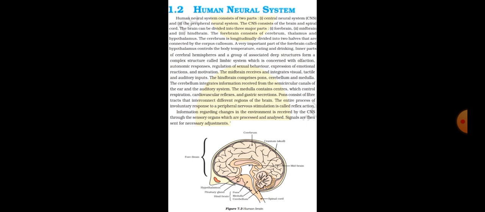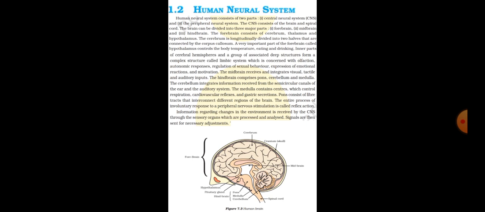The cerebrum is longitudinally divided into two halves that are connected by the corpus callosum. A very important part of the forebrain called hypothalamus controls the body temperature, eating, and drinking. Inner parts of cerebral hemispheres and a group of associated deep structures form a complex structure called the limbic system, which is concerned with olfaction, automatic responses, regulation of sexual behavior, expression of emotional reactions, and motivation.